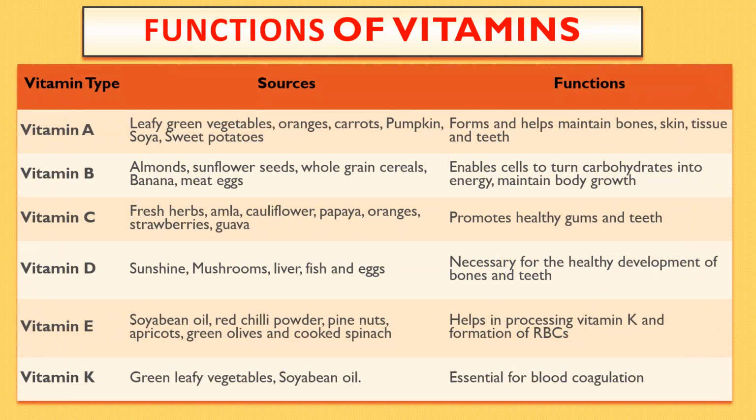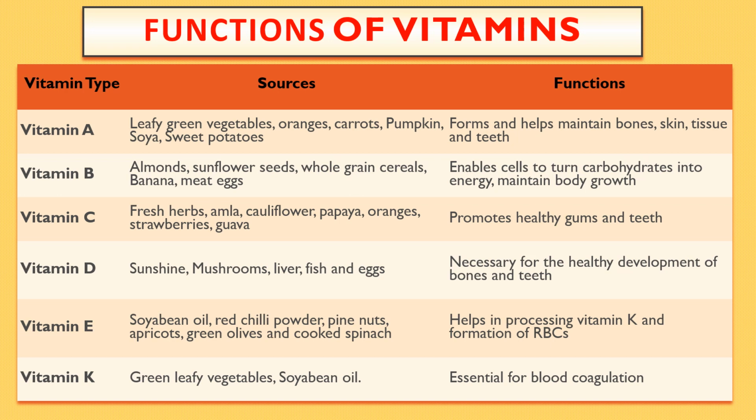Here is a table which is showing different kinds of vitamins, their sources and functions. Let's discuss one by one. First is vitamin A. Leafy green vegetables, oranges, carrots, pumpkin, soya, sweet potatoes are good sources of vitamin A, and it helps in keeping bones, skin, tissue and teeth healthy.